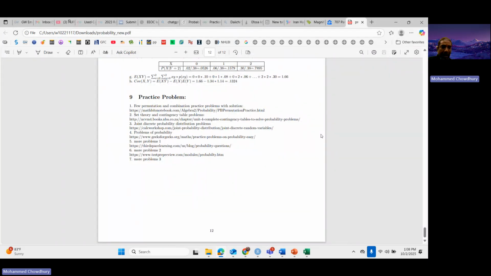So I have updated the handout. This handout has a lot of links of problems. Try to solve as many problems as you can from these links. Try to understand these things, then your exam will be easy.